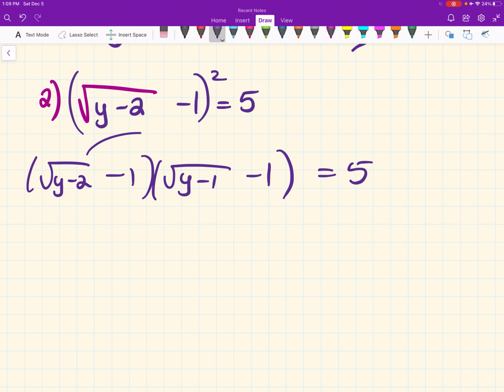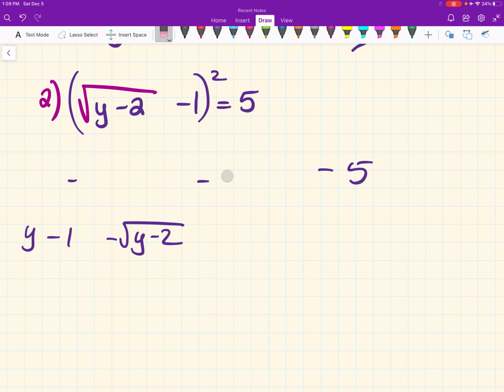Okay, then you have to FOIL that. So that will get y minus 1. And then you'd have to do this, negative square root of y minus 2. And you're going to create all kinds of issues. If you follow the rules, the steps that I gave you, it's going to make your life easier. But you got to remember the steps.